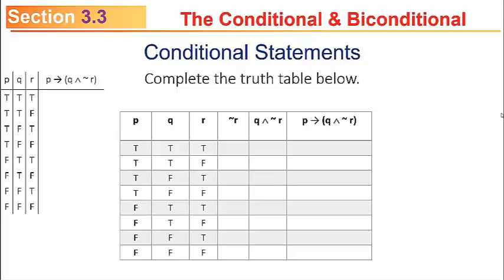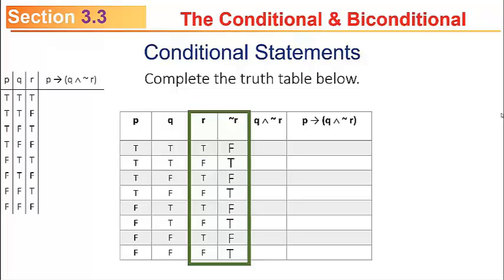So I will take that original truth table and add these columns to make it a little easier to work through the way I've been doing it. Now that I've done that, let's get started. The first thing you want to concentrate on is the not R column. You have the R column. All you have to do is change the truth values to their opposites and you'll have the not R column.